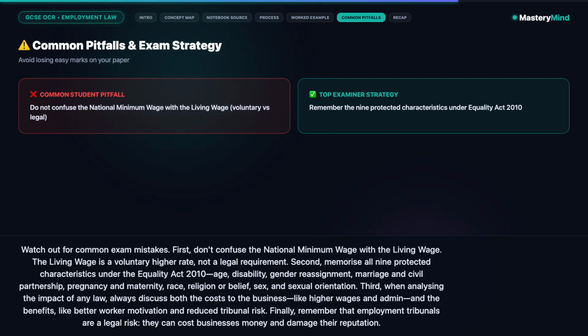Third, when analyzing the impact of any law, always discuss both the costs to the business, like higher wages and admin, and the benefits, like better worker motivation and reduced tribunal risk. Finally, remember that employment tribunals are a legal risk. They can cost businesses money and damage their reputation.